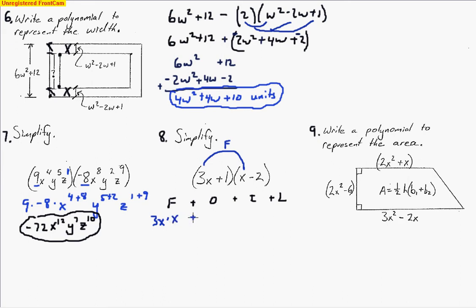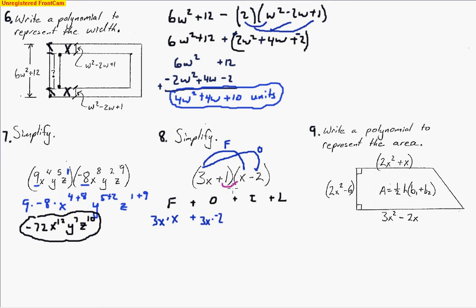Then I move on to my outside terms. The outside terms are the 3x and the negative 2. So those I call my outside terms, 3x times negative 2. So after that, it's pretty much the distributive property. However, we just call it the FOIL method rather than the distributive property. But that's what we're doing. We're distributing the 3x over x and negative 2, but then we move to the 1, and we distribute that over both numbers as well.